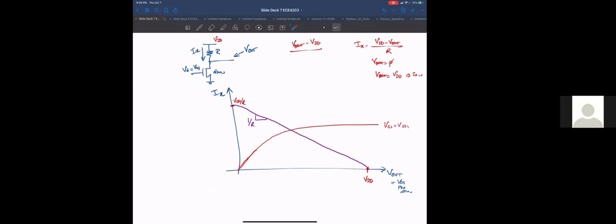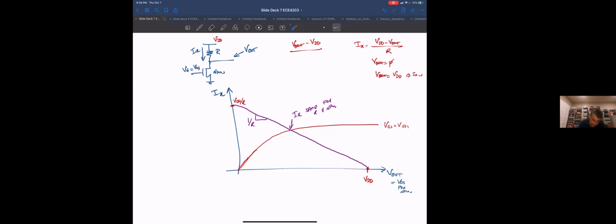Okay, so it's a little bit of a mind bender, maybe the first time you see it. The only place that these two nodes have the same value of I sub X is this point here. I sub X is the same for R and NMOS. So this is a graphical approach to solving this equation.